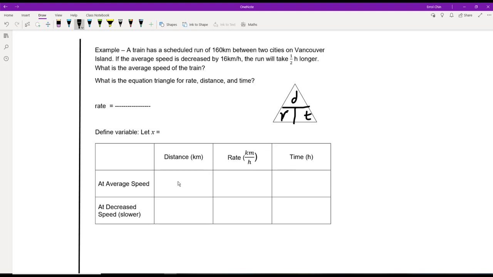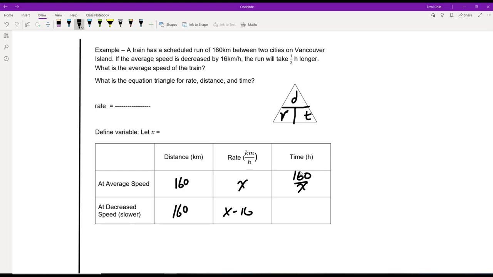Alright, so the distance. Well, we know the distance is 160 kilometers traveled, right? Well, we don't know what the average speed is, but if we're looking for time, we hide time, we know that the expression becomes distance divided by time. So it's 160 over x. Now, what happens when the train is slowed down? Well, does the distance change? No. Same distance. But we know that it says the average speed is decreased by 16 kilometers an hour. Well, here's the average speed right here, right? Because it's slowing down, it's going to be whatever the average speed is minus 16 kilometers.